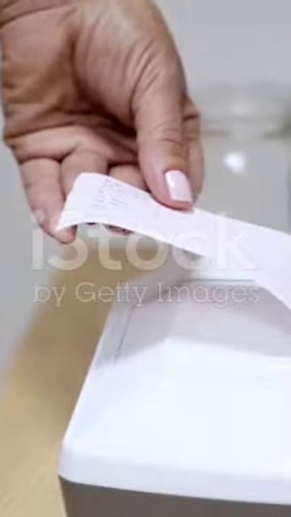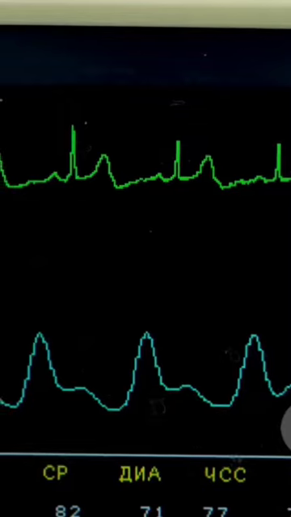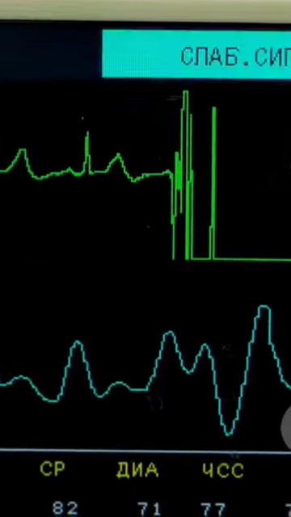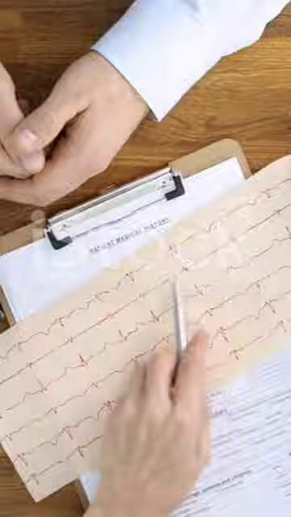Second-degree heart block comes in two types. Type 1, also called Wenckebach, shows progressive PR interval lengthening until a QRS complex is dropped. Type 2, or Mobitz type 2, has dropped beats without prior PR interval lengthening.